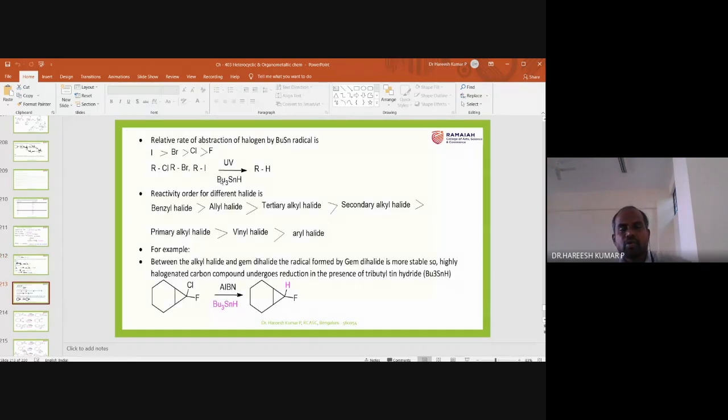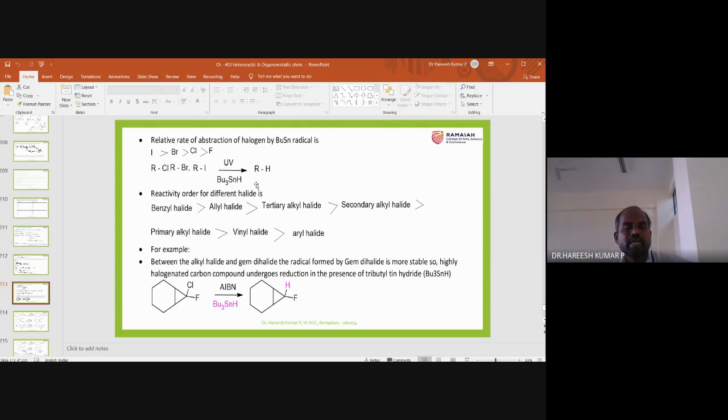The next slide is about the features of this reduction. The relative rate of abstraction of halogen by the tributyl tin radical is such that iodine abstraction is more compared to Br, compared to chlorine, compared to fluorine. That means when R chloride, R bromide or R iodide is treated with UV light as the source, light is the radical initiator in this reaction.